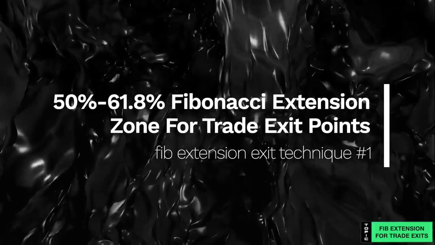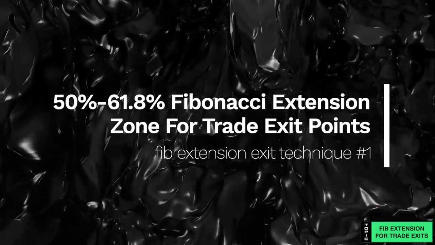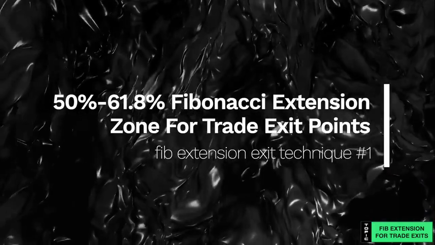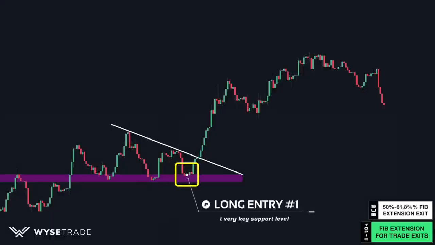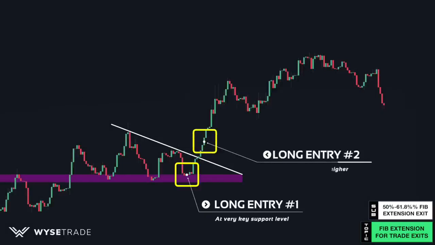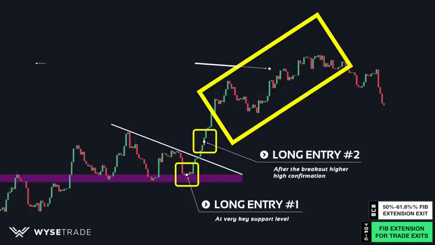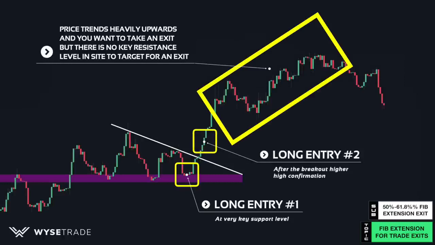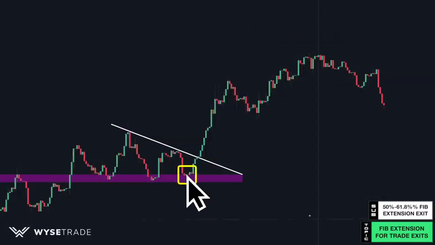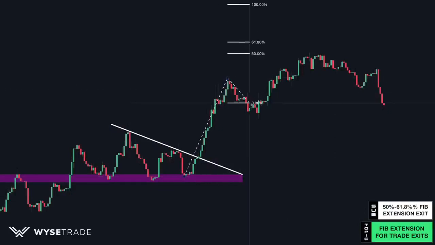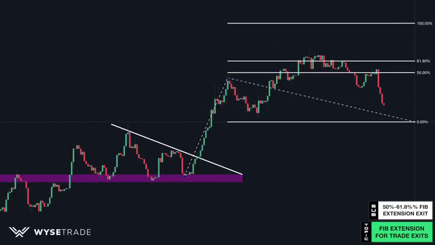So, starting with the 50% to 61.8% Fibonacci extension zone for trade exits. You went long at this key support level here, or through the breakout here. Price then starts to trend heavily upwards in your favor, and you start looking for possible exit points, but there is no resistance level in sight to target for an exit. So what you do is, you take your Fibonacci extension tool, click at the start of the previous impulse move here, drag it up, and then drag it down to the starting point of your current impulse move.